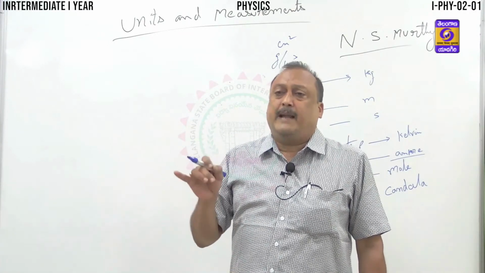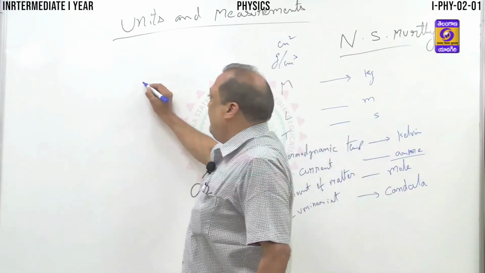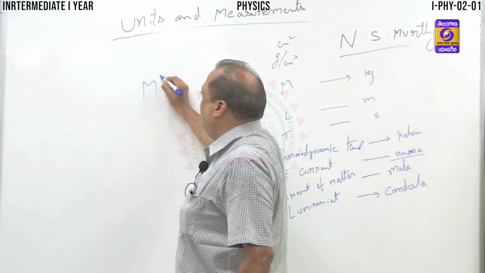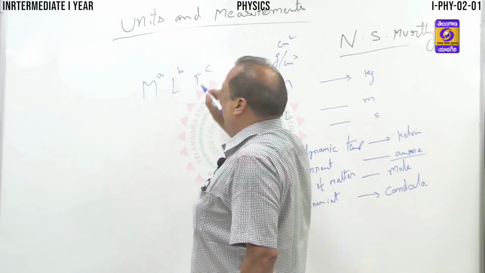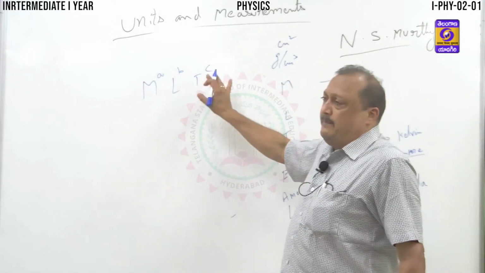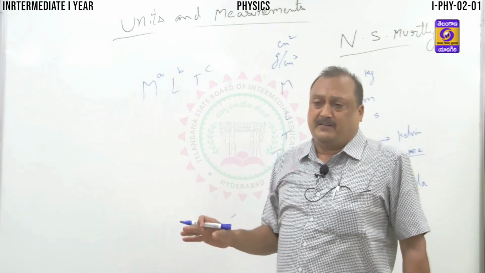The equation in terms of mass, length and time to express the unit of a derived physical quantity is called the dimensional formula. The general formula of a dimensional equation is M to the power of a, L to the power of b, T to the power of c, where a, b, c are called dimensions.